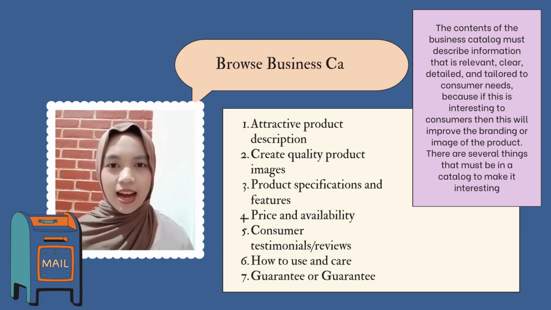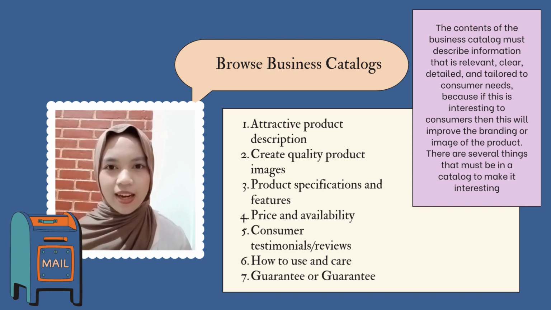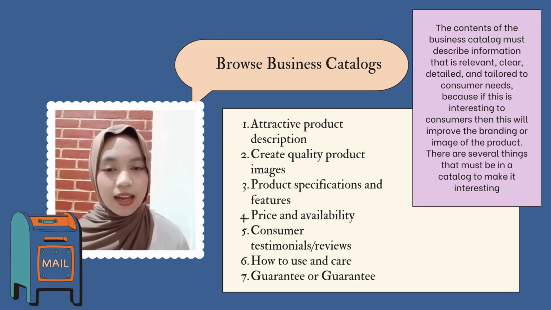Okay, next, I will discuss how to browse business catalogs. In a business catalog, the contents are the most important thing that will attract consumer interest and need. However, the contents of the business catalog must describe information that is relevant, clear, detailed, and tailored to consumer needs. Because if this is interesting to consumers, then this will improve the branding or image of the product.